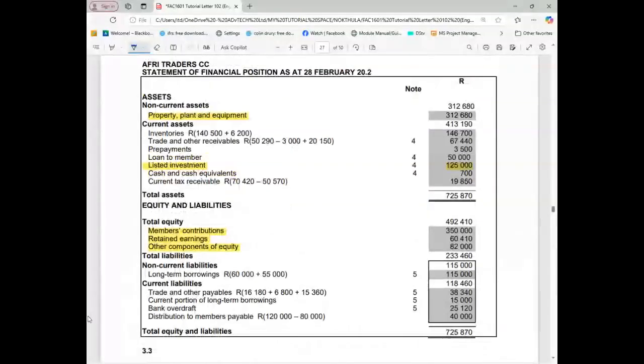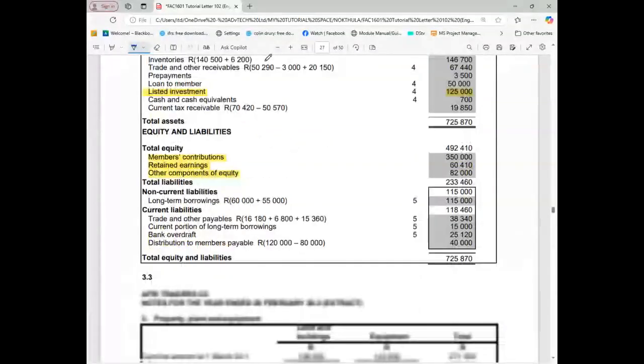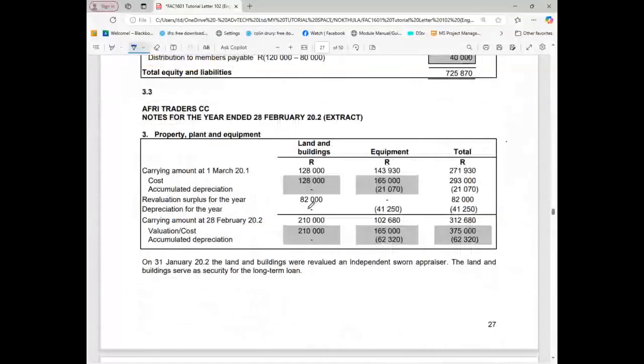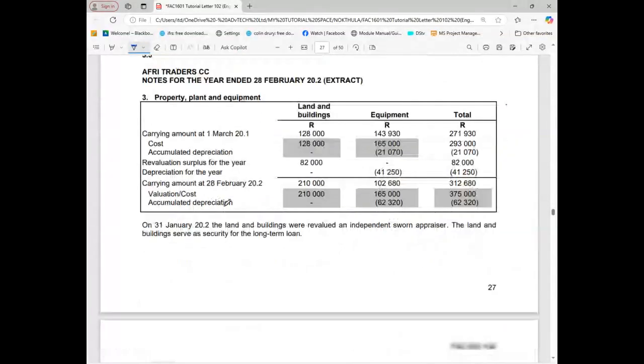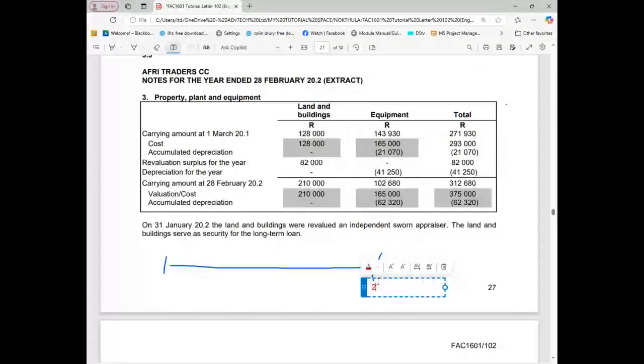Let's go through this one. This one just got marks. Can we talk about property, plant, and equipment? Yes, we can. This has been divided into two, so it's better to do it like this. Remember we said our accounting period was this, and here we said 28 Feb. This is our year.